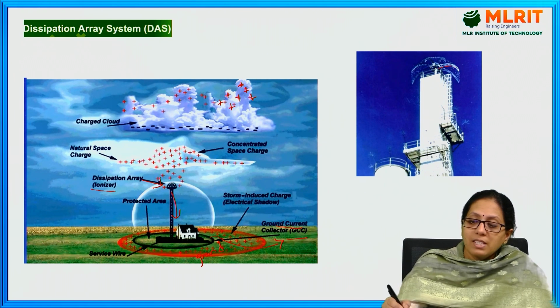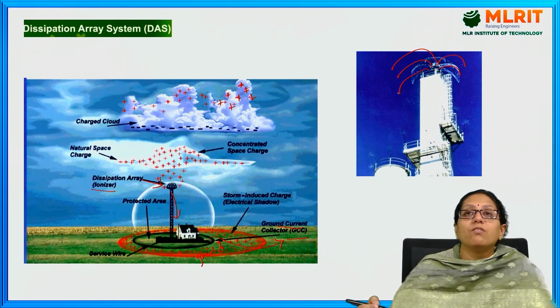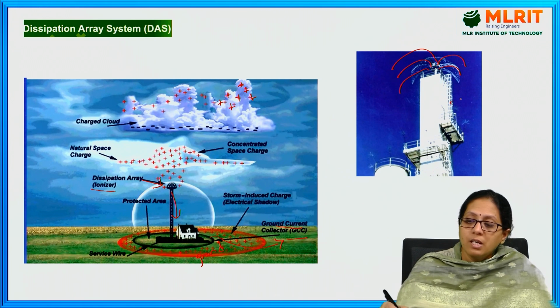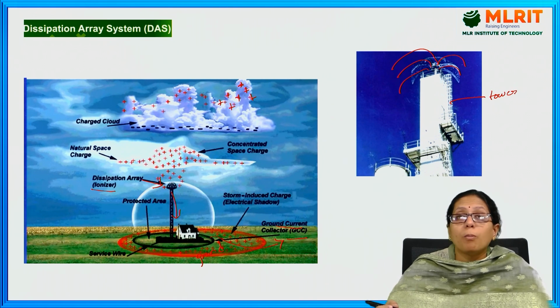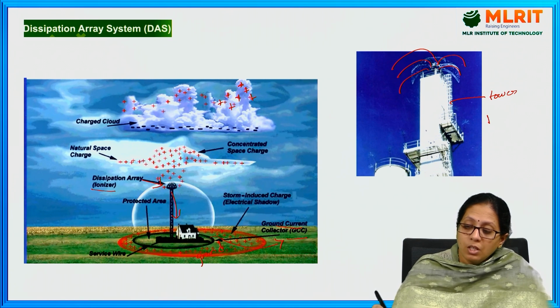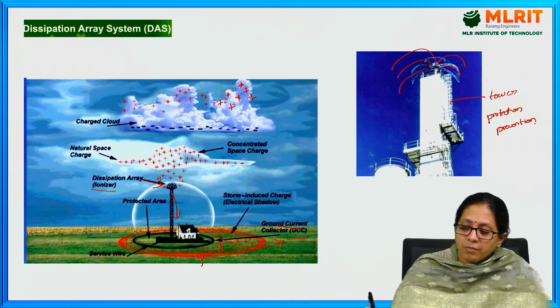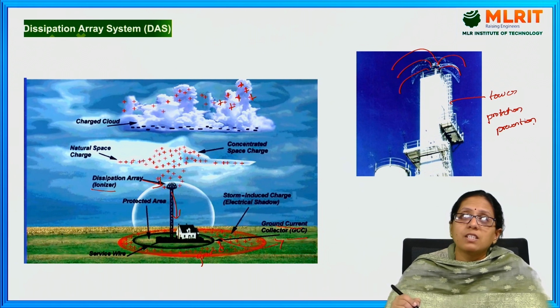Here you can see the different DAS system designs which are being provided on the top of this tower. So this can be used as protection as well as prevention from the lightning strike.